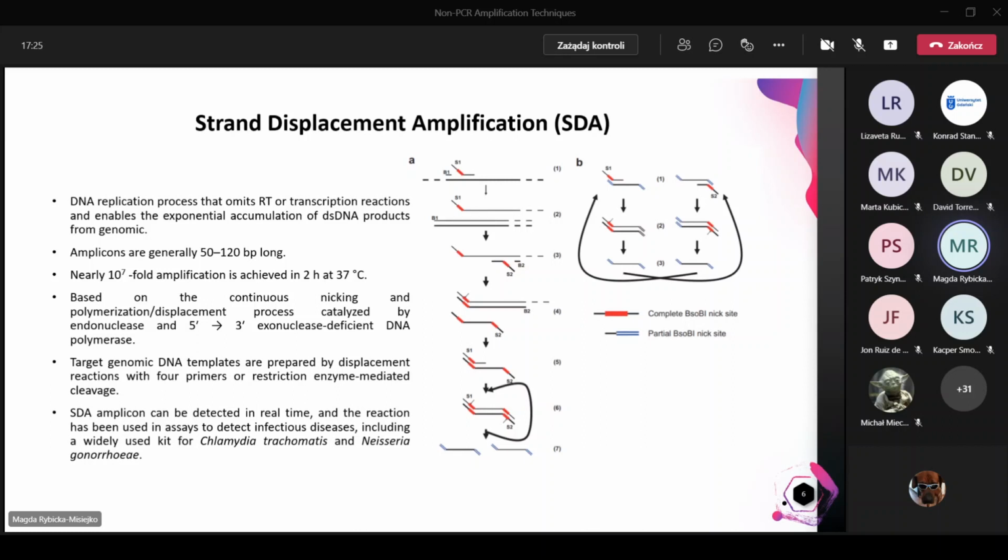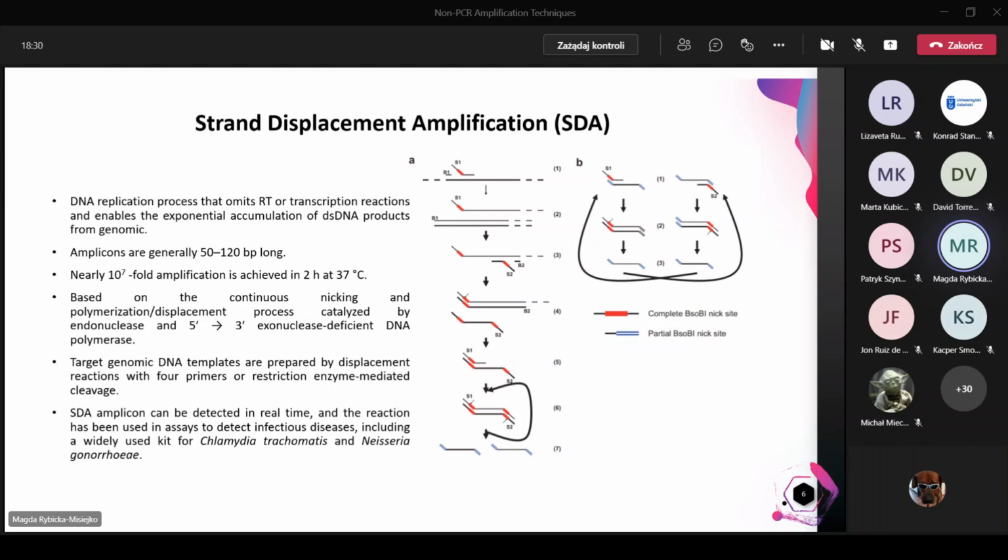Strand displacement amplification. This is, of course, an isothermal amplification technique that was described in 1992, so it's not so new. It relies upon the activities of a restriction endonuclease and an exonuclease-deficient DNA polymerase to continually amplify a DNA target. Here, inner primers are designed to have a restriction enzyme recognition sequence within their 5' overhang. Flanking outer primers bind upstream of the inner primer targets. And extension of all 4 primers by DNA polymerase results in amplicons incorporating restriction enzyme sites.